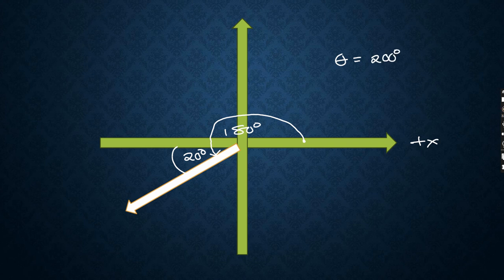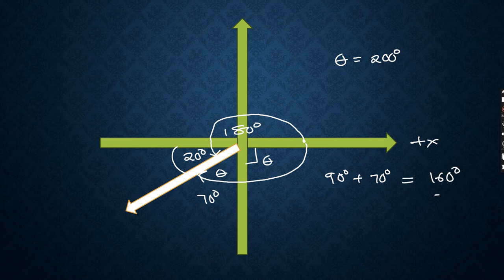Anti-clockwise, we move here to where our vector is. Okay, so we are going to add this part and this part. From this part to this part, we already know it is 90. What about this part? We subtract 20 from 90, which is 70 here. So we're going to add 70 with it. So we're going to get 160 degrees. These are one and the same.